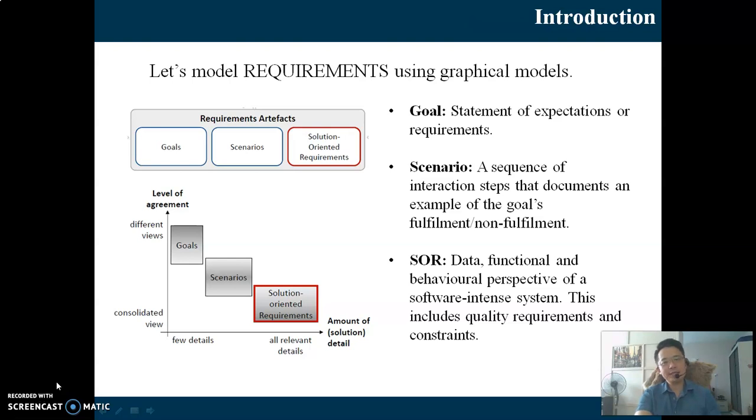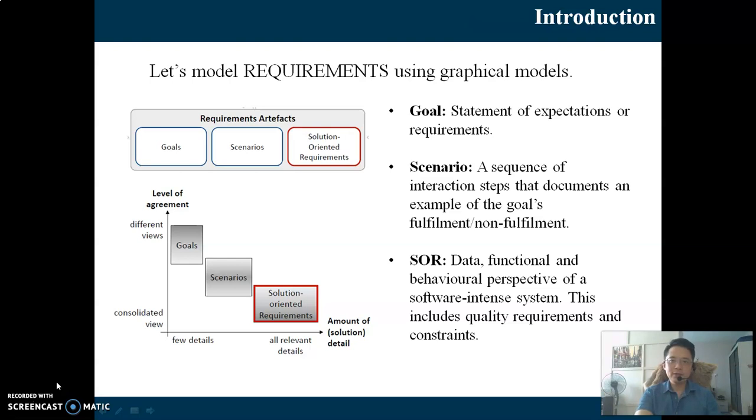The requirement artifacts that we have been learning are goals. Goal is the statement of expectations or requirements given by our client. To understand the goals, so that we can narrow down to the objectives, we need to have examples. These examples are called scenarios. Scenario is a sequence of interaction steps that documents an example of the goal's fulfillment or non-fulfillment.